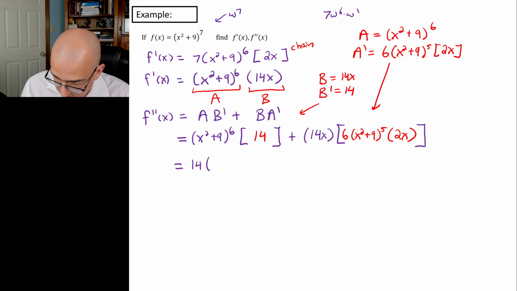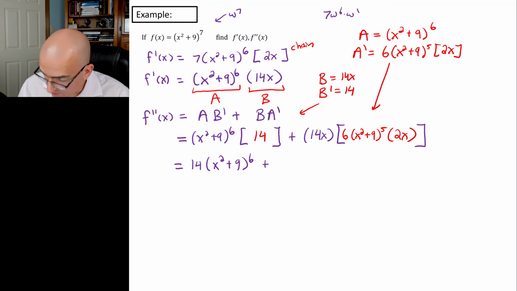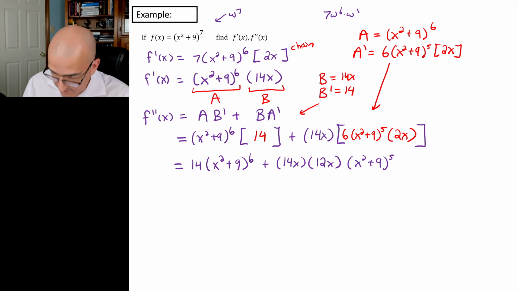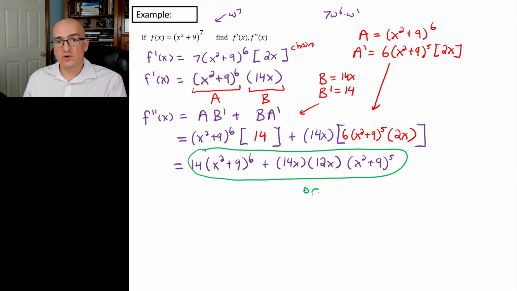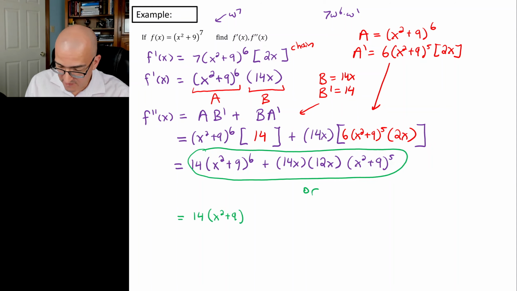We have 14 times x squared plus 9 to the power of 6 plus, we can take all the pieces that are off on their own. I'll do it in 2 steps though. 14x times 12x, the 6 and the 2x can multiply together, times x squared plus 9 to the power of 5. And I'd say that's a pretty good answer. I'll do one more thing underneath. If you're checking your answers in the back of the book, you'll see that they always do the next type of step. They do as much common factoring as they can. So they take a 14 out, and they take an x squared plus 9 to the power of 5 out.